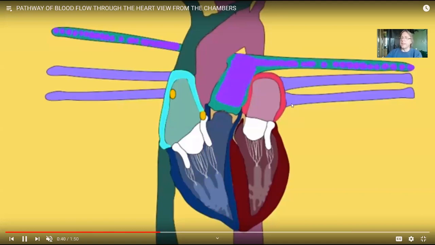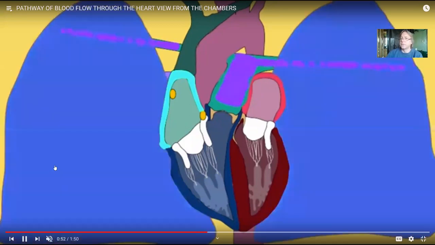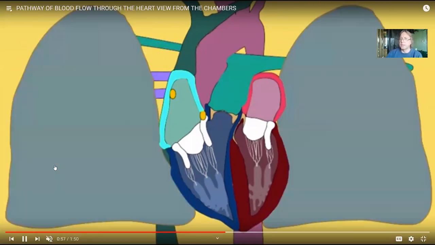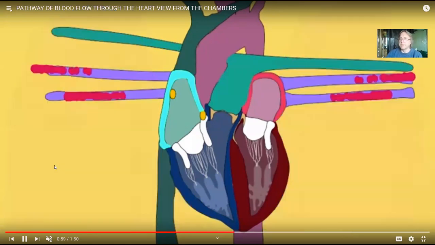And then after it becomes oxygenated in the lungs, the blood comes back through the pairs of pulmonary veins. And so from the lungs, oxygenated blood returns to the left atrium of the heart, once again through these pulmonary veins. And then after the left atrium sends blood to the left ventricle, the oxygenated blood is pumped into this big arch of the aorta.